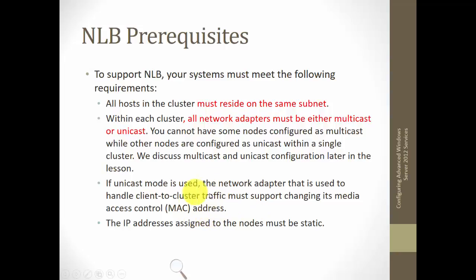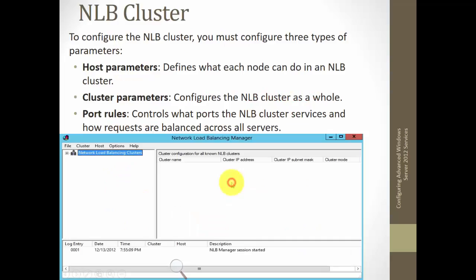So unicast is for a single network card, but it is normally always recommended to go for multicast, with 2 network cards as well. The external switch will detect your configuration better, and it will be more optimized, with traffic coming and going faster. The IP addresses assigned to the nodes must be static. Okay, this is the network load balancing cluster.